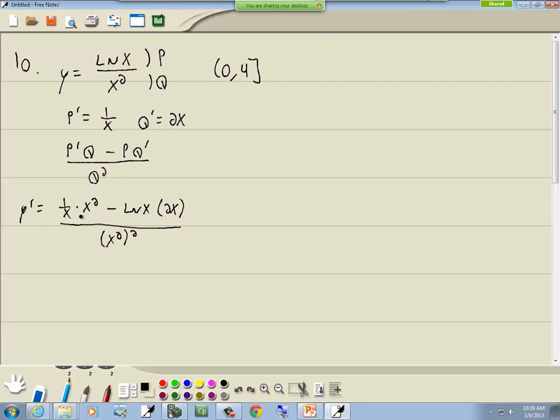Let me double check that. P prime times q minus p q prime. Okay, that's right. 1 over x times x squared gives you x squared over x, or just x, minus, and I'll put this 2x out in front, natural log of x. And down here, when you raise one exponent to another exponent, you multiply them together, so 2 times 2 gives you 4.